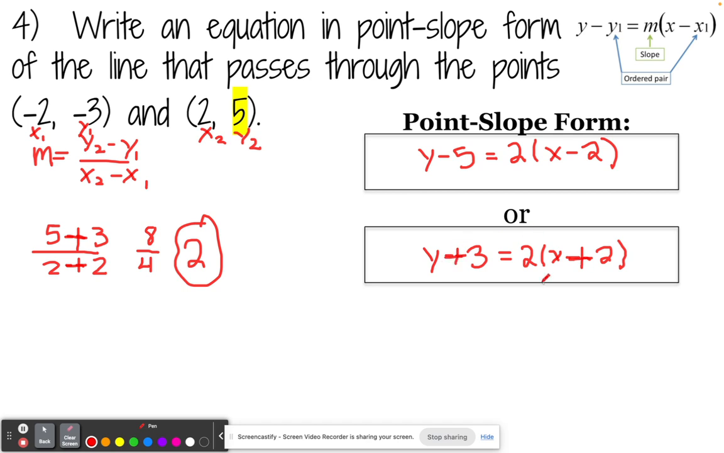So by now you should be noticing that whenever I have a plus here, it's because my x or my y, or both my coordinates, are negative.